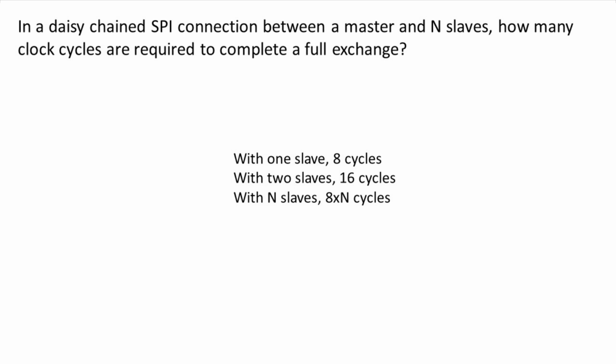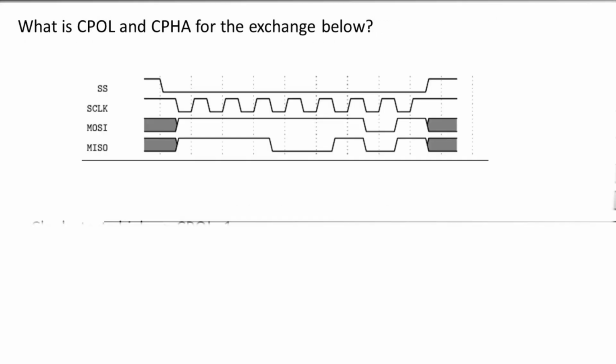In a daisy-chained SPI connection between master and n slaves, how many clock cycles are required to complete a full exchange? I actually didn't get to this two weeks ago, so I just gave everyone credit for this, and the answer is 8 times n cycles, but I'm going to go over this today.